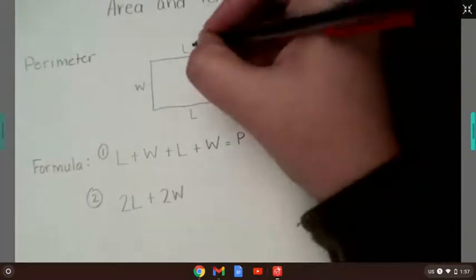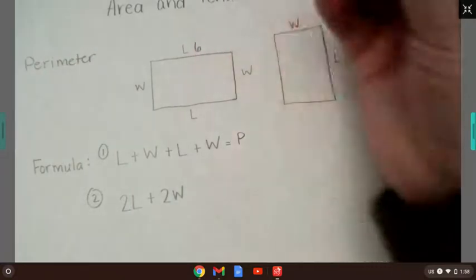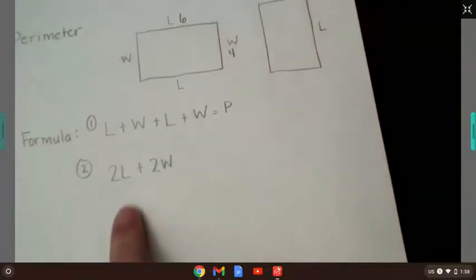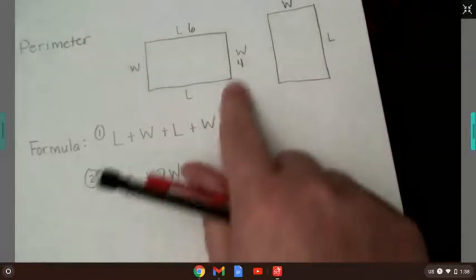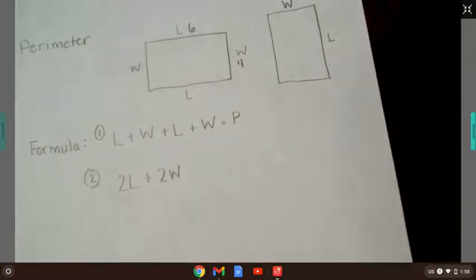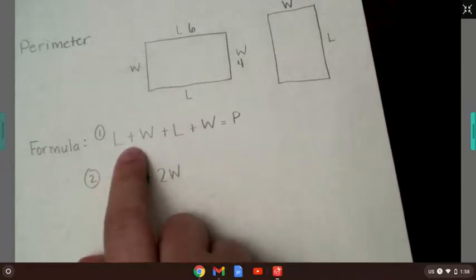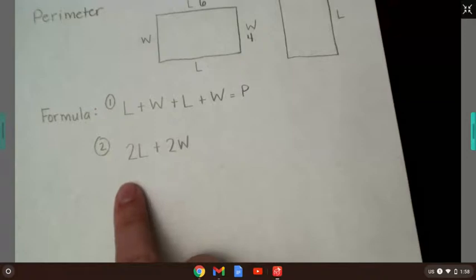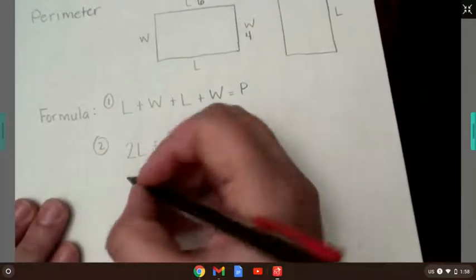So I'm actually going to put some numbers in here. Say I have, let's do 6 and our width is 4. Okay. So all I have to do with formulas is plug in the numbers. If I were to plug in the numbers for this, I would put 6 plus 4 plus 6 plus 4.